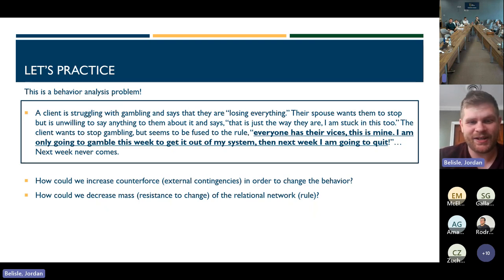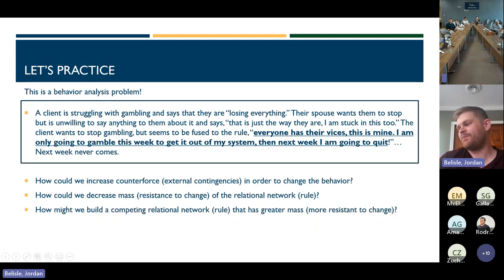Awesome, good. Okay, and then the last question is, how might we build a competing relational network or rule that has more mass? And I'll jump in on this one just in the interest of time. One example that I think of is maybe we build the values network to have greater mass as something that can compete. And so I'm at the casino, I'm thinking about how I'm getting this out of my system. All of my relational framing is really based on that negative reinforcement contingency. How am I going to feel okay later? But what if I can get those values to show up psychologically in the moment at the point of gambling? What if I can think about my wife, my kids?